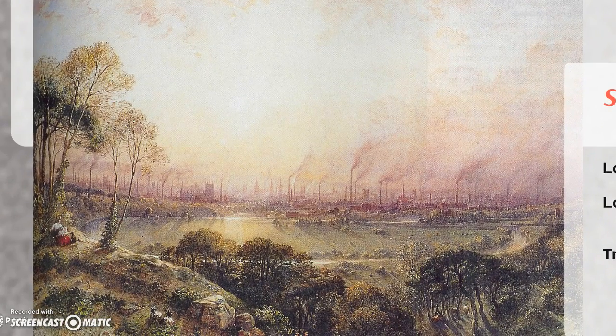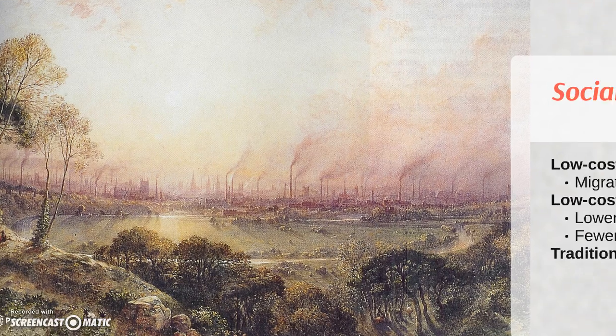Here's a picture of Manchester, England during the early phases of the Industrial Revolution. You see all the smokestacks spewing out pollution. Normally, when a country is in the early stages of industrialization, there's a lot of pollution in the beginning.